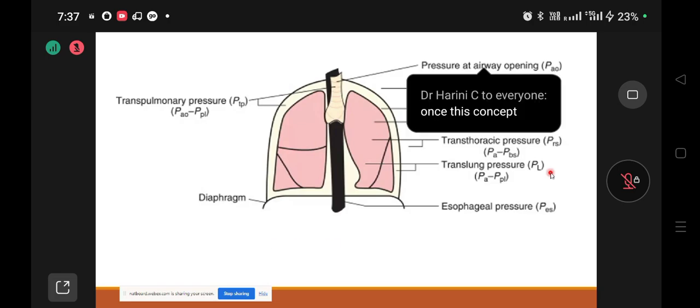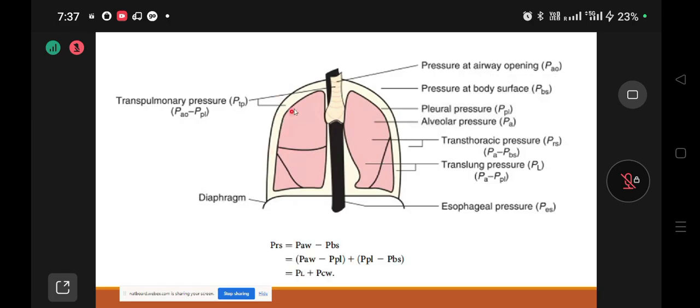Ventilator. So this is in a nutshell what I have just told you. What is important is the transpulmonary pressure, which is nothing but the pressure at the airway opening and the pleural pressure. And this is the pressure which really guides the movement of air inside the lung through this.